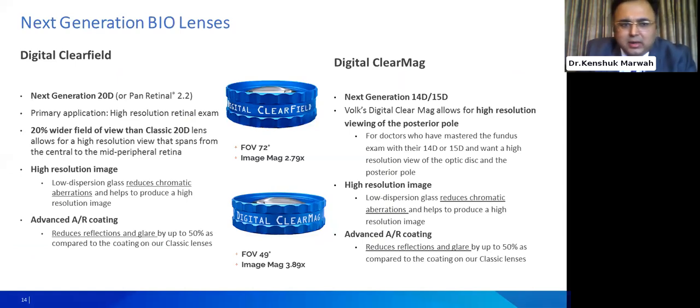Now, like I told you about the digital lenses, digital lenses actually have a much better coating, and these are the new lenses, and you can see the grip for the lenses is much easier. Because with the older lenses, with usage they tend to sometimes slip. But this has a better grip, and the digital clear field lens is almost like a next generation 20 diopter lens. And I don't know the exact costing, but the costing is not too much of a difference between the lens and the 20 diopter lens.